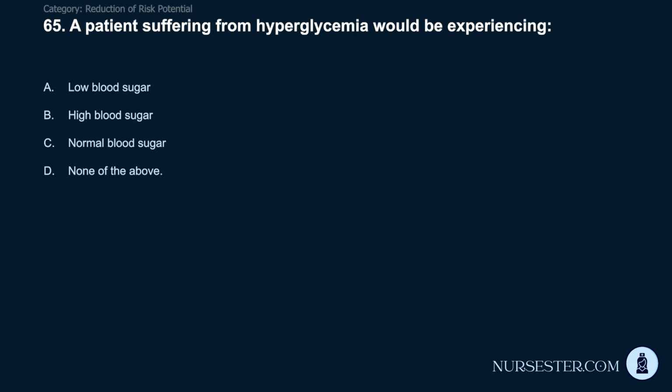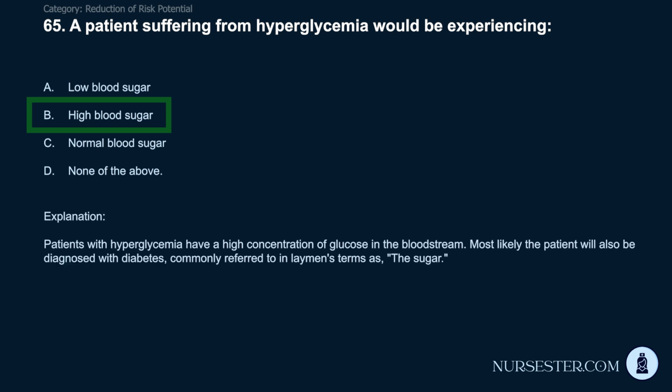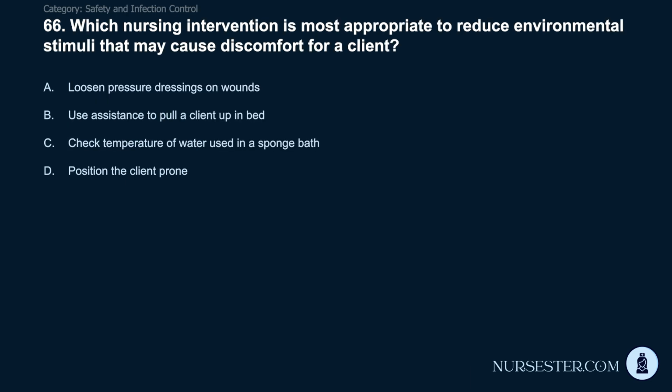65. A patient suffering from hyperglycemia would be experiencing: A. Low blood sugar. B. High blood sugar. C. Normal blood sugar. D. None of the above. Correct answer: B. High blood sugar. Patients with hyperglycemia have a high concentration of glucose in the bloodstream. Most likely the patient will also be diagnosed with diabetes, commonly referred to in layman's terms as the sugar.